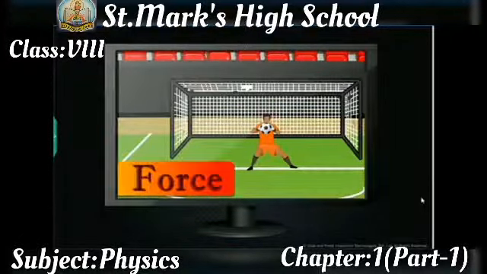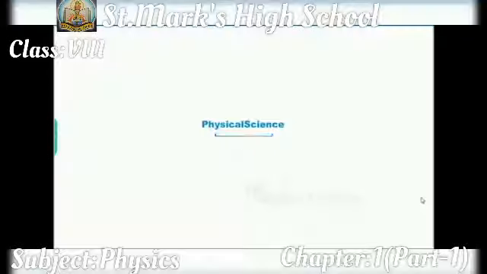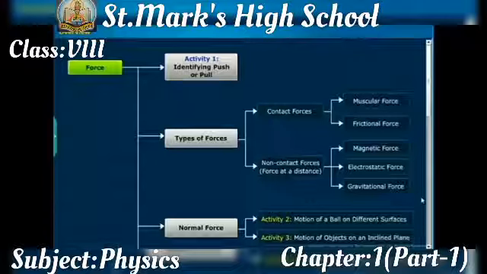Chapter: Force. This slide presents the overview of the chapter.